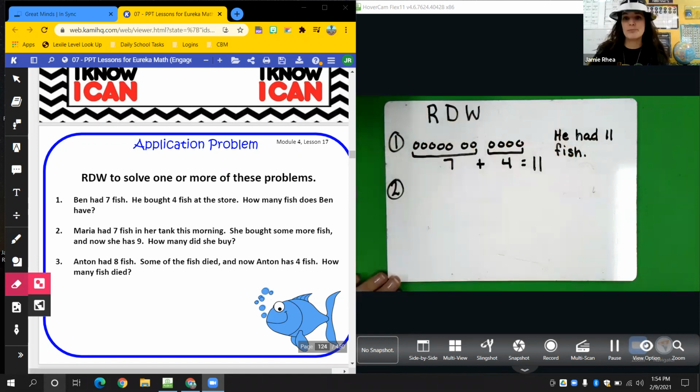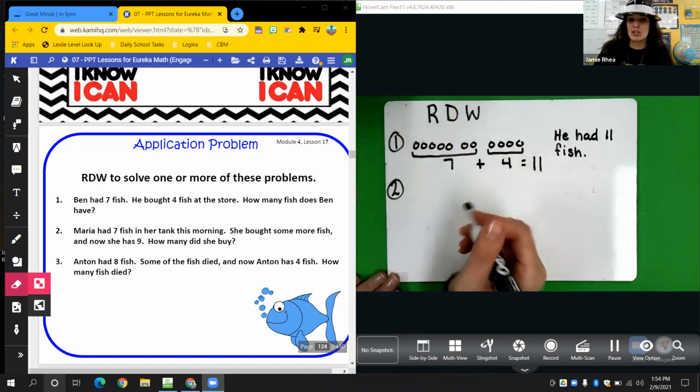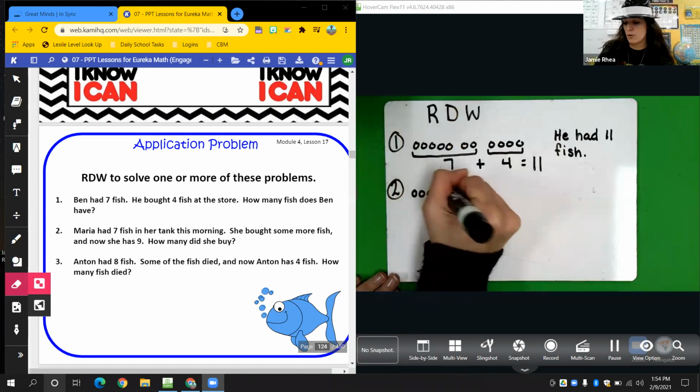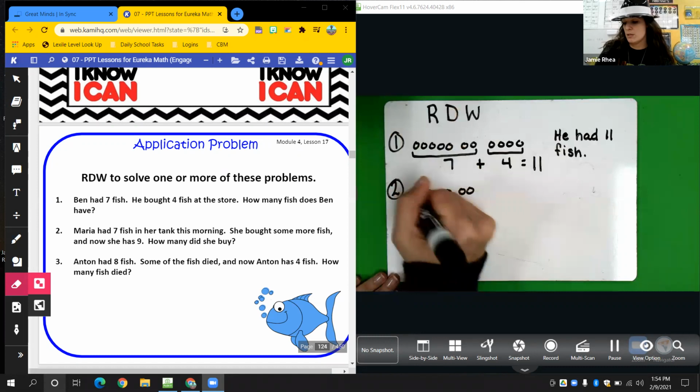Dos. Here we go. Maria had 7 fish in her tank this morning. She bought some more fish, and now she has 9. How many more did she buy? Okay, we read it. Let's draw it. Maria has 7 fish in her tank this morning. 1, 2, 3, 4, 5, 6, 7. Here's my 7.